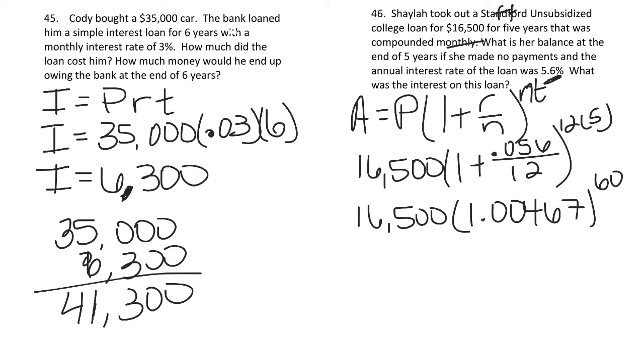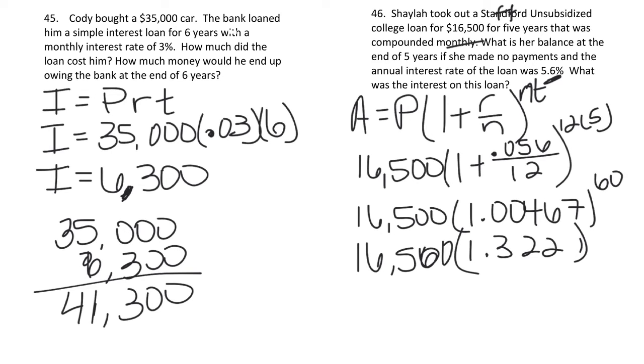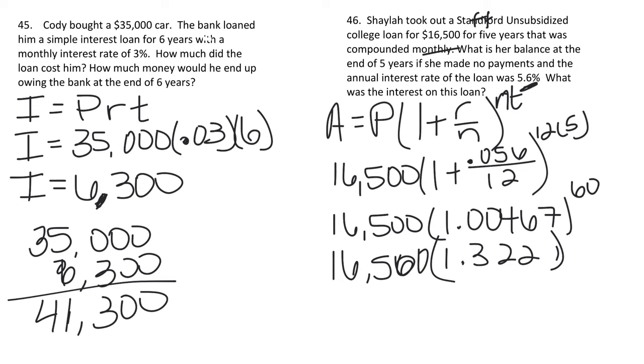Wait, hold on. I messed up in my calculator. I forgot to add the 1. So that's 1.322. And remember not to round in your calculator. You can round when you're writing it down on your paper to show your work. And you do need to show some work. Times 16,500 is $21,817.43. I'm going to round it. So that's how much she owes at the end of the 5 years.